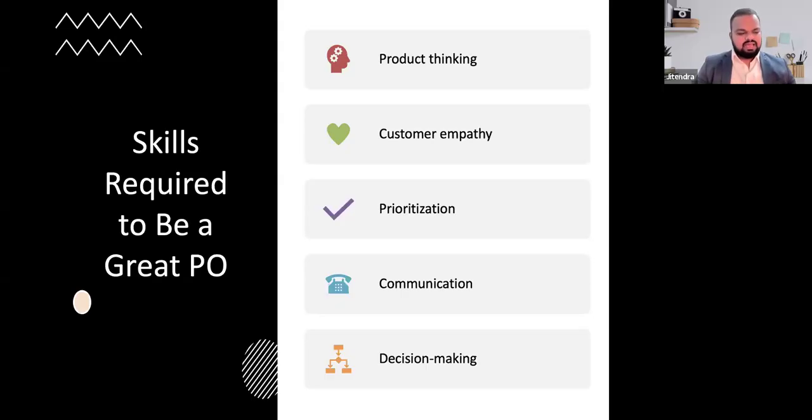Next one is, a product you are building not for yourself, but for your customer. And you will be able to build the right product for the customer only and only when you have customer empathy, a deep understanding of your customer. Who are they? What is the pain point they are facing? And what to do so that we are able to solve the problem here.